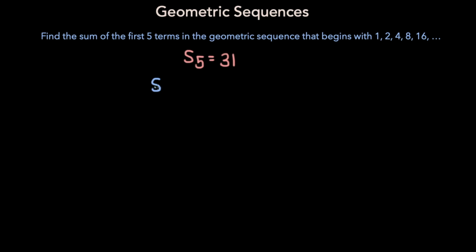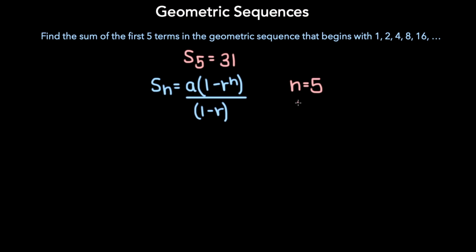We know that S sub n is equal to a times 1 minus r to the n over 1 minus r. We are looking for S sub 5, so n is equal to 5. And recall from my previous video that a is just the first term in the sequence, so it's equal to 1. And the common ratio r is 2, because 1 times 2 is 2, 2 times 2 is 4, 4 times 2 is 8, and so on.